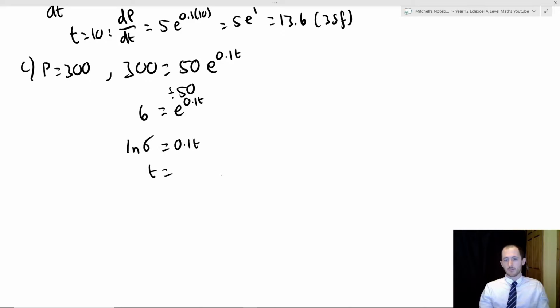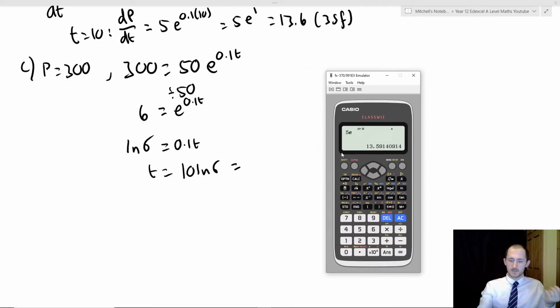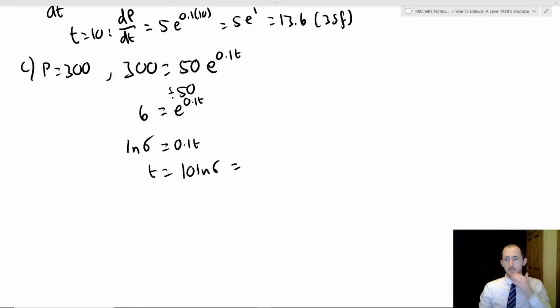So t is equal to, times both sides by 10 or whatever you want to do. You can divide both sides by 0.1 as well if you want. So it's going to be 10 natural log of 6. That gives me an answer of 17.9 and so on.